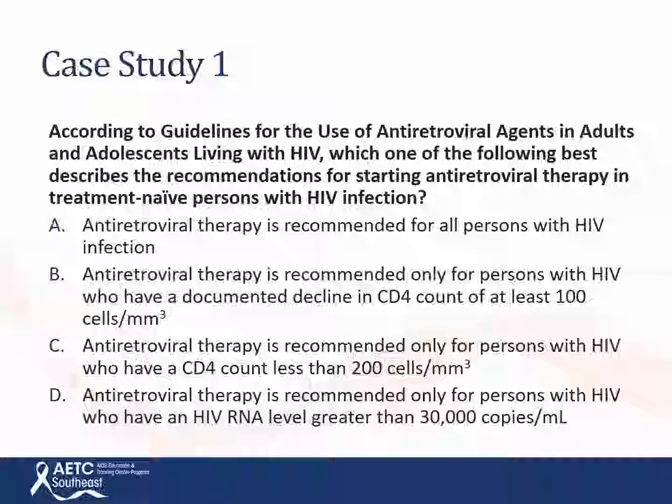You should recognize by now that the correct answer is A. According to the DHHS guidelines, the following summarizes the key recommendations regarding the timing of initiation of antiretroviral therapy for treatment-naive individuals with HIV infection. Antiretroviral therapy is recommended for all individuals with HIV infection, regardless of CD4 count, to reduce the morbidity and mortality associated with HIV infection. This is an A1 recommendation. And antiretroviral therapy is recommended for individuals with HIV infection to prevent HIV transmission. This is also an A1 recommendation.